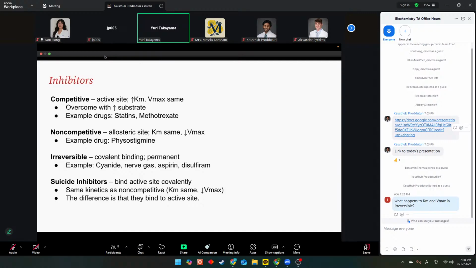Does any of the TAs know what the difference is? I think suicide inhibitors bind to the active site whereas irreversible doesn't. I think it binds elsewhere, but maybe it cannot be reversed. I think it's just the difference in binding sites. One is to the active site itself and the other is elsewhere.